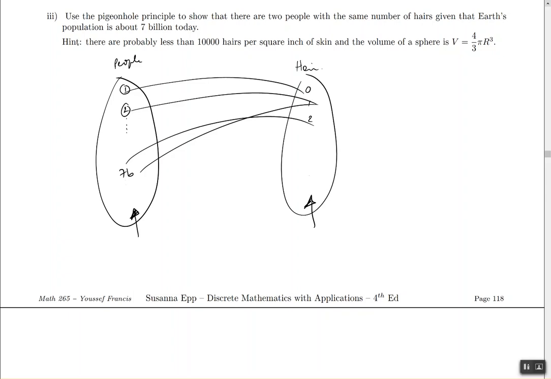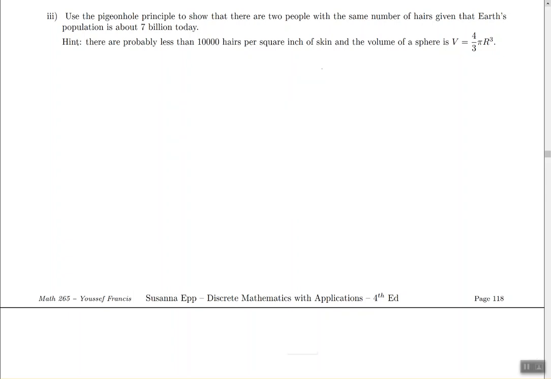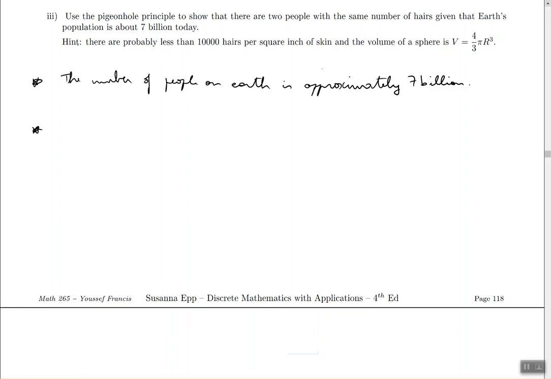Okay, so first, let's begin by estimating the population on planet Earth. The estimate is 7 billion. That's because of the problem. So the number of people on Earth is approximately 7 billion people. Okay, that's step number 1. Step number 2 is going to be to estimate the amount of hairs on a person.